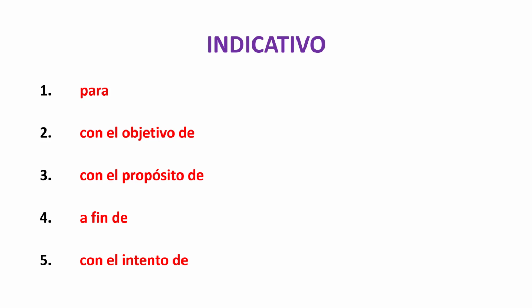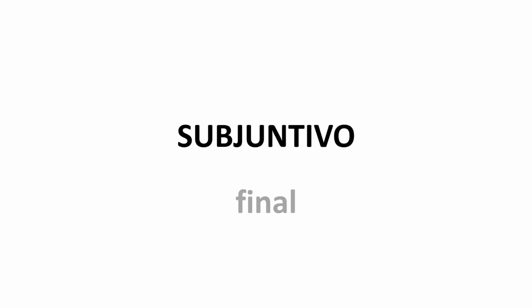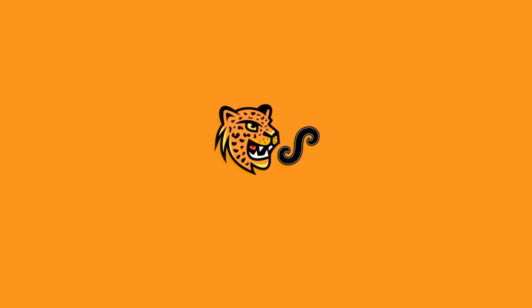So if we're going to use these phrases in the indicative, we'll have para, con el objetivo de, con el propósito de, a fin de, and con el intento de. If we use them in the subjunctive and change subjects between verb 1 and verb 2, we need to add that que, and it changes what the sentence means a little bit. So that, with the objective that, with a purpose that, in order that, and with the intention that. Those are the main finale phrases both in the indicative and in the subjunctive mode.